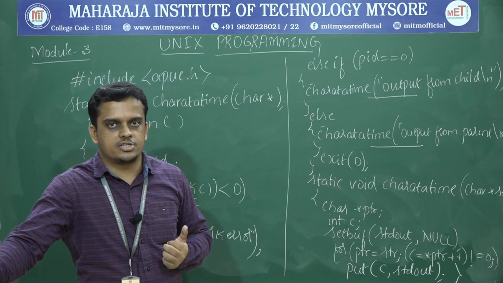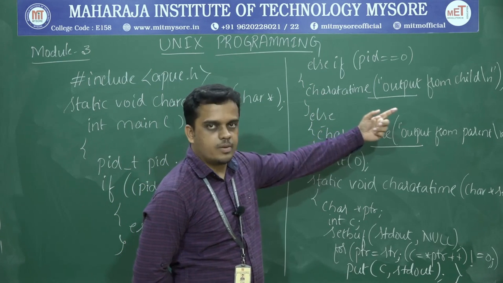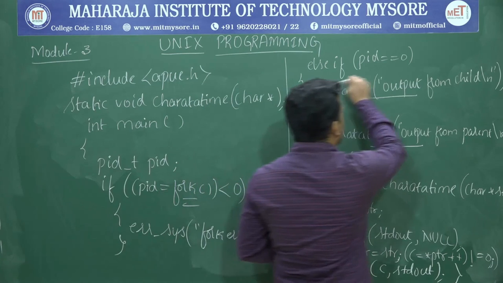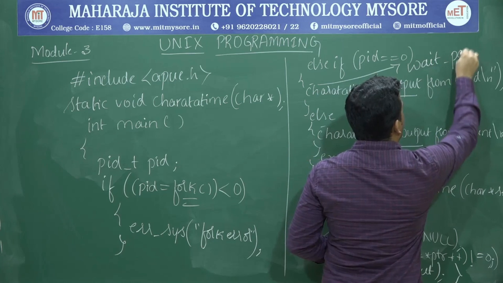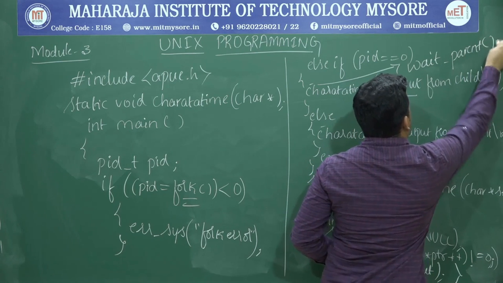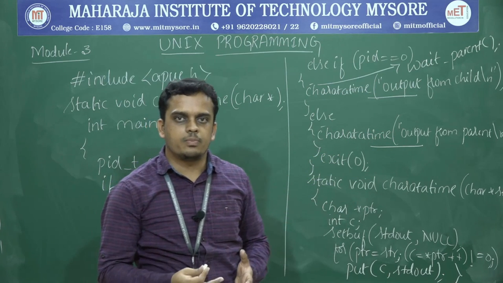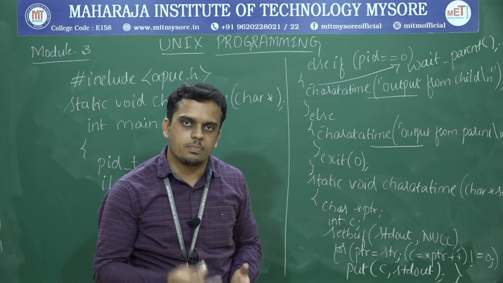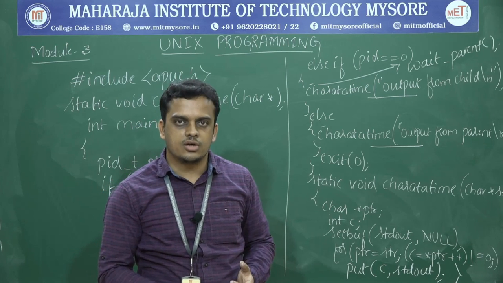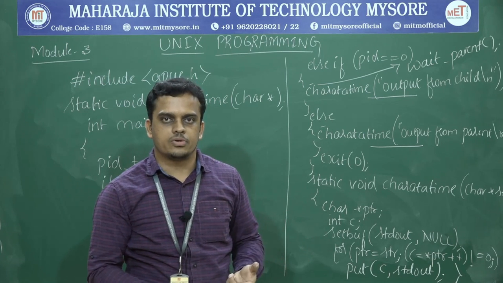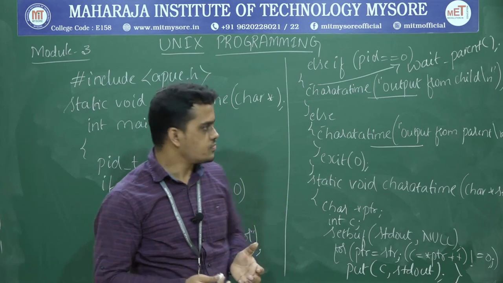Then how to avoid the race condition? If the currently running process is a child process, I need to make the parent process wait, and if the currently running process is a parent process, I need to make the child process wait. That is how I can synchronize both the parent as well as the child process, so that the data will not be intermixed between their execution cycles.